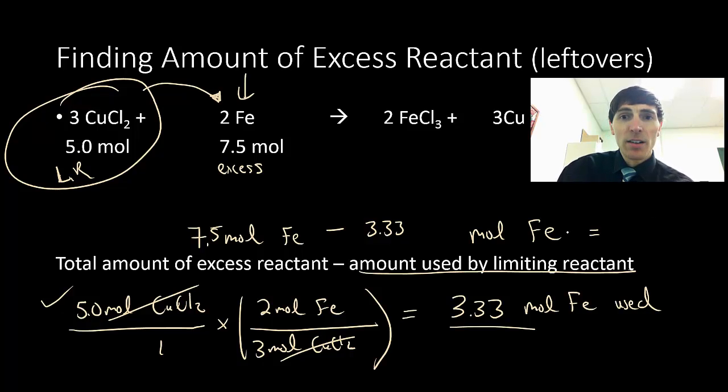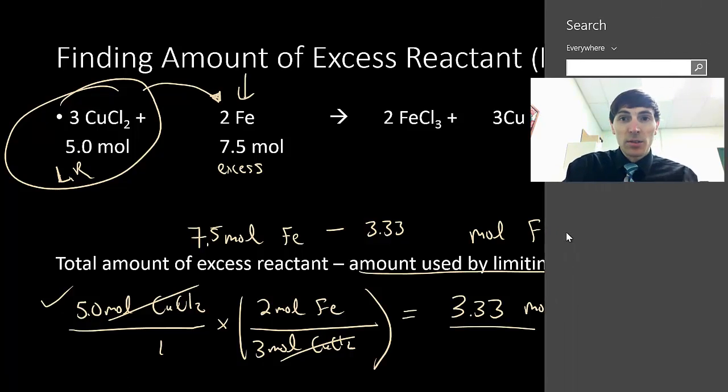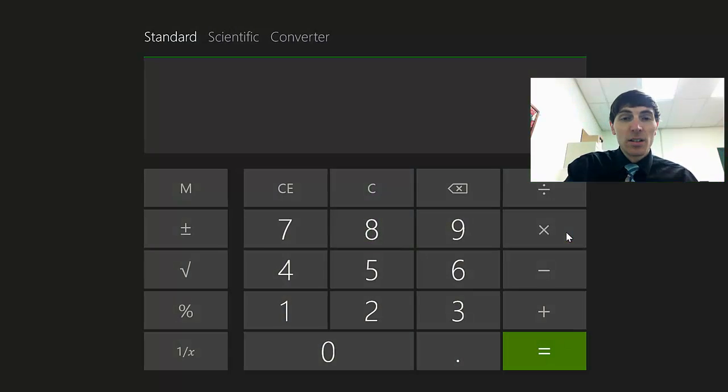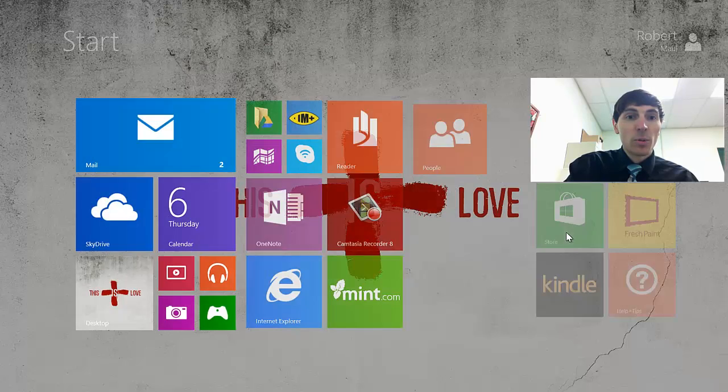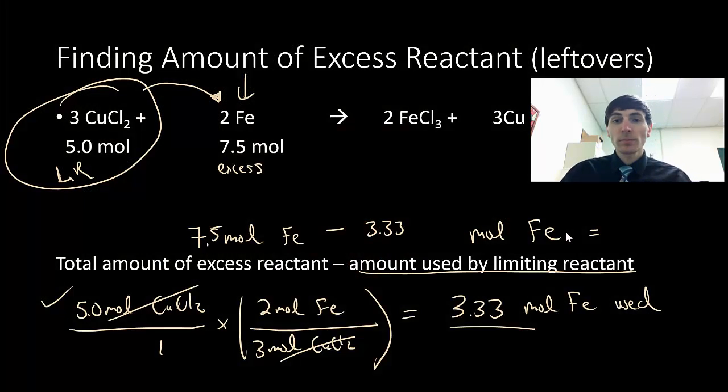Whatever 7.5 minus, so we can bring up our calculator here. 7.5 minus 3.3 is 4.2. So 4.2 moles of Fe is going to be the excess, or leftover.